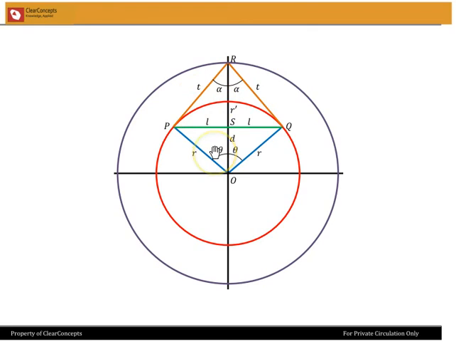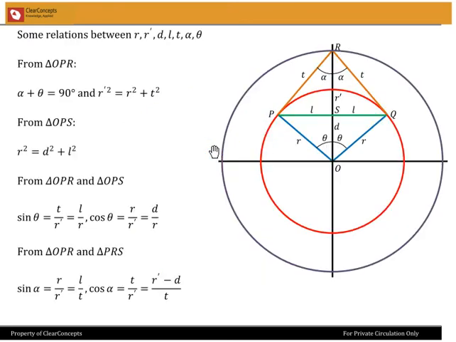So here are a few relations between them. You can very easily verify this. If you consider triangle OPR, you can easily see that that is a right angle triangle because the tangent and the radius are at right angles to each other, and therefore angles alpha and theta are actually complementary angles. So that's one relation between the two. Also, since this is a right angle triangle, we can apply Pythagoras' theorem and get r dash squared is equal to r squared plus t squared.